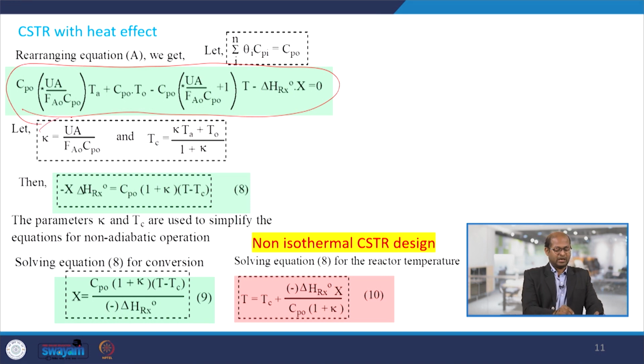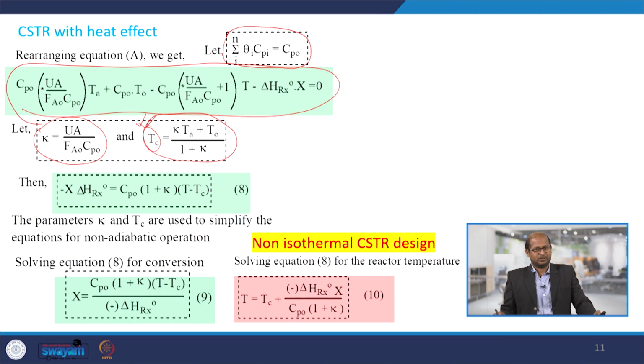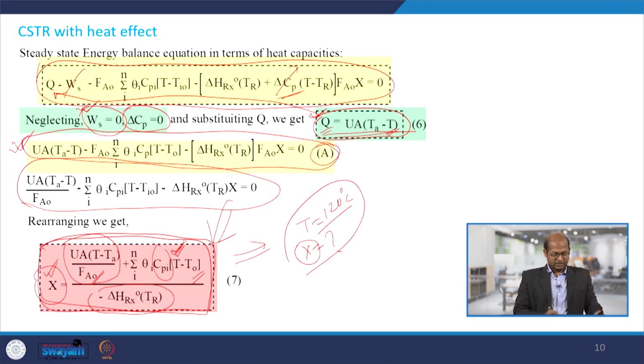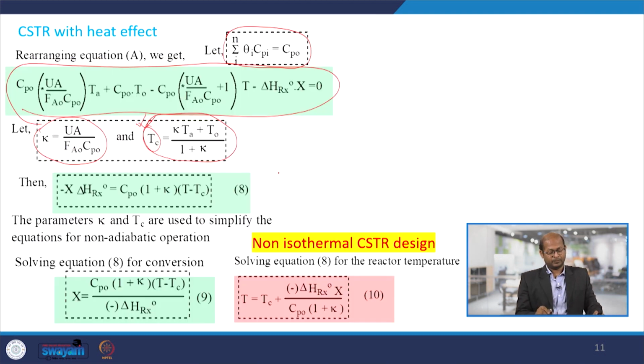Okay. So, here kappa we are taking another constant term, and Tc is another parameter, the temperature parameter. So, for this system, we are considering i equals 1 to n, theta is Cp equals Cp0. In the energy equation A, here UA (Ta minus T) over Fa0, this part we are considering Cp0, and then the equation we can write this way.